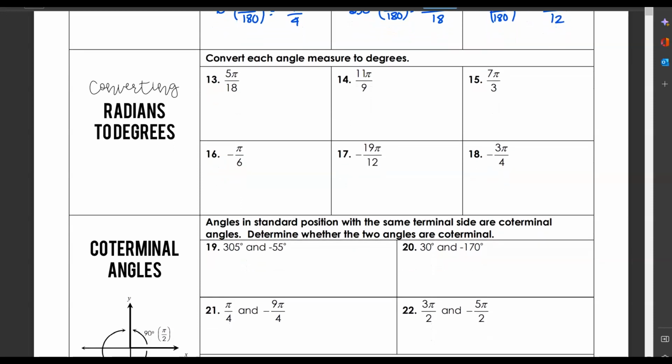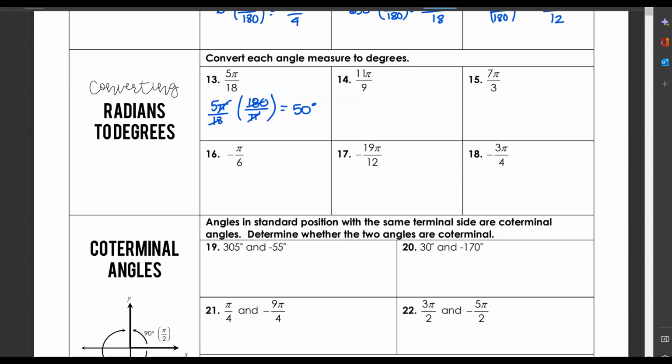Let's look at converting radians to degrees. So when we're converting radians to degrees, now I want to be able to get rid of the radians. So I'm going to be dividing by the pi, and I'm going to be multiplying by the 180 so that my pi's cancel out. Okay. And so here we're going to get 5 over 18 times 180 degrees. We can reduce this, right? So we get 50 degrees. All right, we'll try one more.